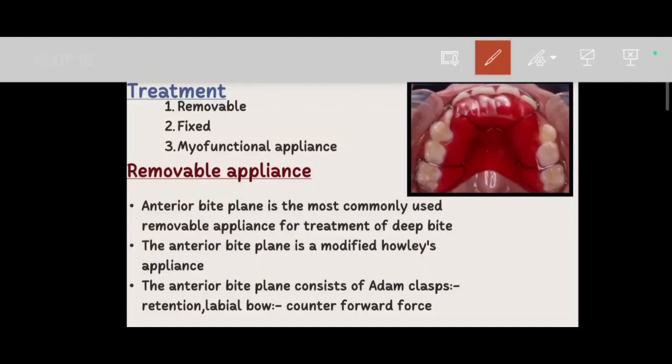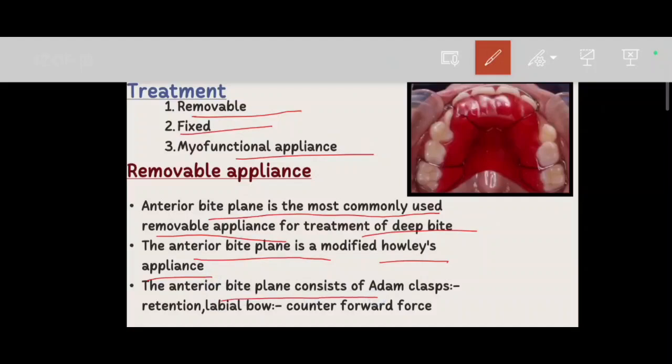Now the treatment options. There are three methods, that is the removable appliance, fixed appliance, and the myofunctional appliance. The removable appliance is the most common. The first one is the anterior bite plane. It is a modified Hawley's appliance. The anterior bite plane is the most commonly used removable appliance for the treatment of deep bite. It consists of the Adams clasp, which is used for retention, and the labial bow, which is used to counter the forward force.